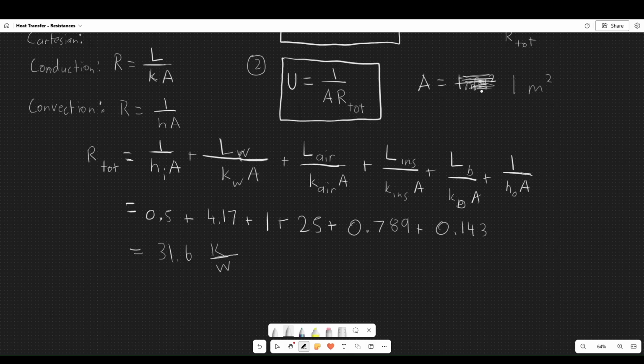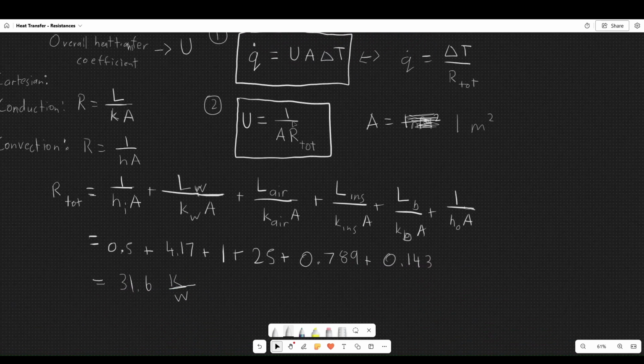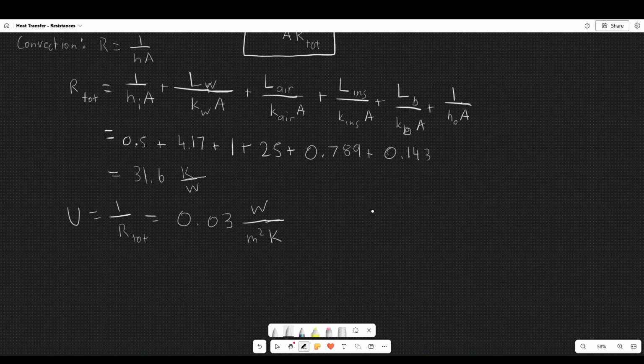Okay, so now we know what R total is. How does that help us now? Well, we have this equation where U equals 1 over A R total. And since A is 1, we inverse this, so we get 1 over R total, and we get that U equals 0.03 watts per meter squared Kelvin. And so this is how we find the overall heat transfer coefficient.